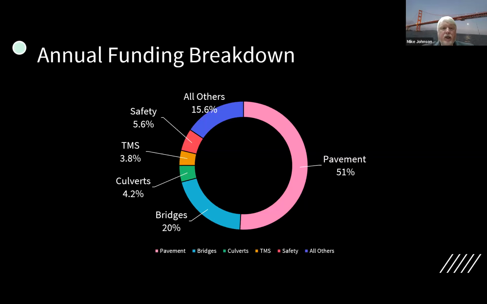Bridges are about 20, but then you get into safety at 5.6, and you get into everything else at another 15. So if you're only looking at pavements and bridges, you're sort of blind to 30% of the problem. And we choose to not; we want to understand that 30%. We want to understand the trade-offs between pavements and bridges and these other things that we're trying to achieve.